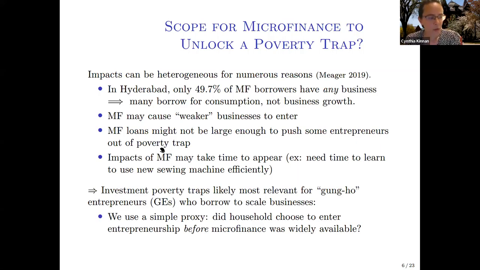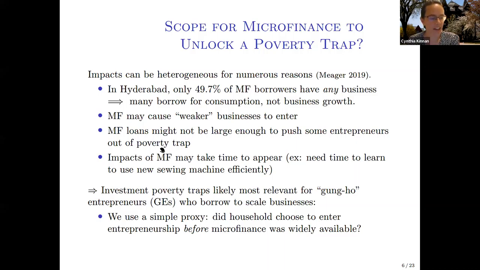Okay. So, kind of pulling all of that together, I'm going to try to convince you that both a priori this makes sense, and empirically this is going to be exactly what we find, that investment-based poverty traps are going to be most relevant or most likely for a group that we're going to refer to by the shorthand term of gung-ho entrepreneurs, or GEs, and these are households who have already demonstrated the willingness and the ability in some sense to operate a business, and who are therefore kind of on the cusp of catalyzing that business, moving that business to a higher level of income by acquiring assets.